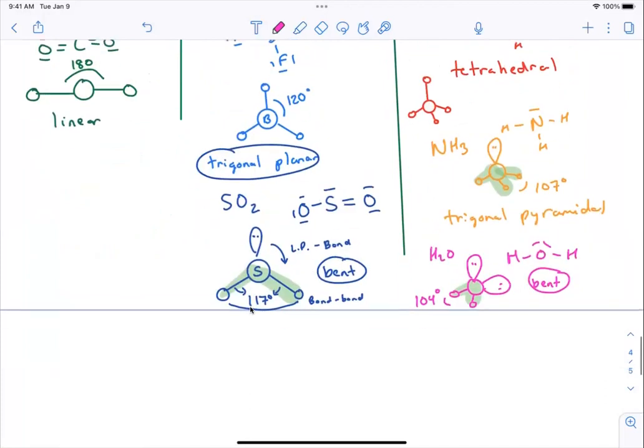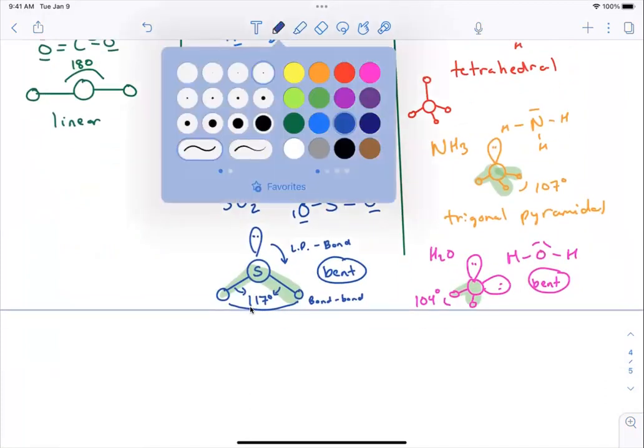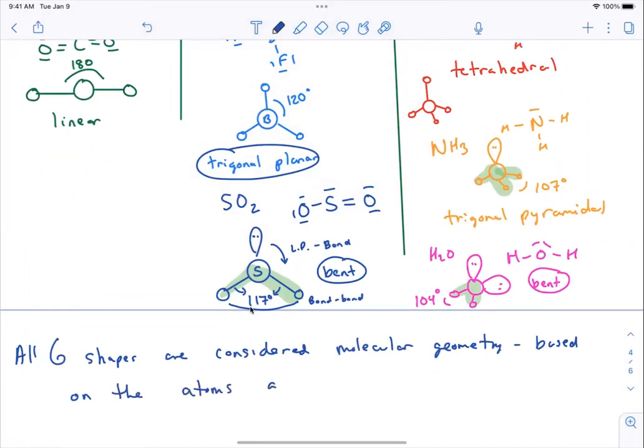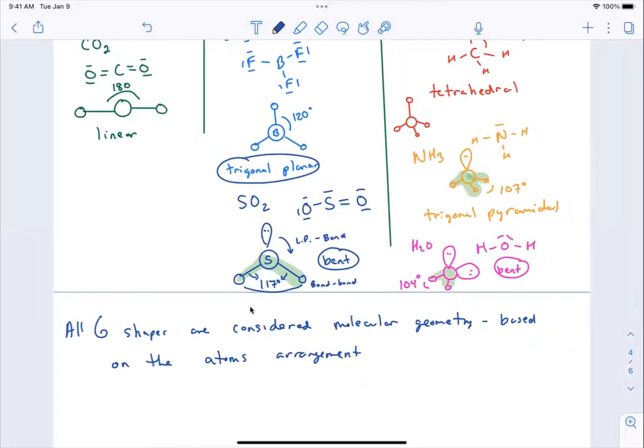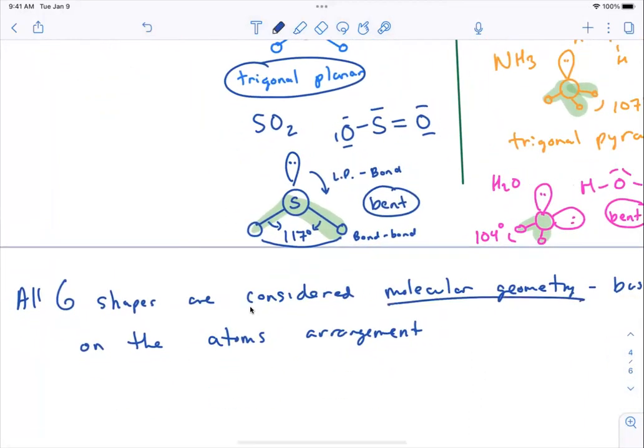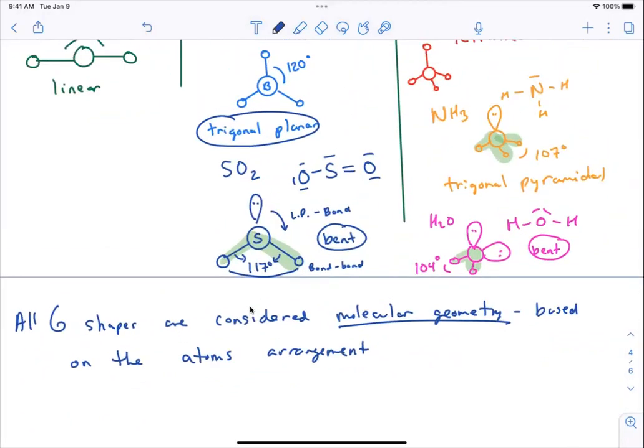Okay. Now, all 6 shapes we just did are considered molecular geometry, because it is based on the atoms' arrangement. Because you notice when I highlighted here, I only highlighted the bonds. I ignored the lone pairs. So all 6 shapes we did here are what we call molecular geometry.